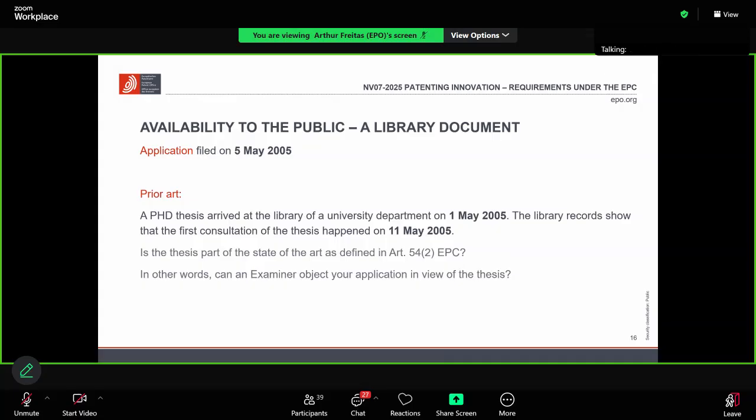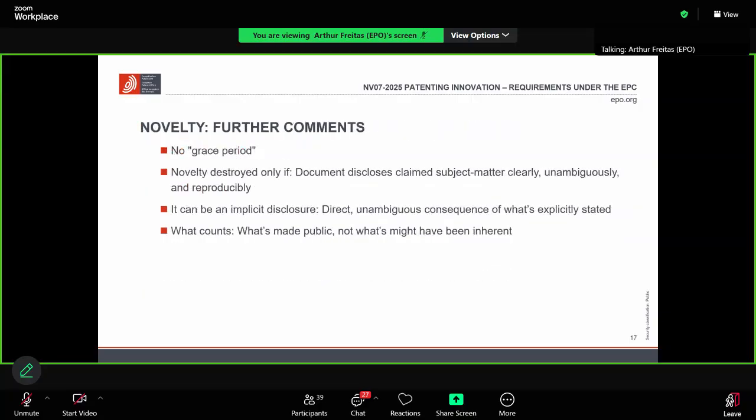Because it doesn't really matter when the person first consulted it. It could be that nobody had ever consulted the PhD thesis. The first person who consulted it could have been the examiner searching for that application. What really matters here is when it was available to the public. And it was available to the public on May 1st. That's before the date of filing, okay? A few days before, but all right? So what's important is not when people consulted it, but when it was already available to be consulted.